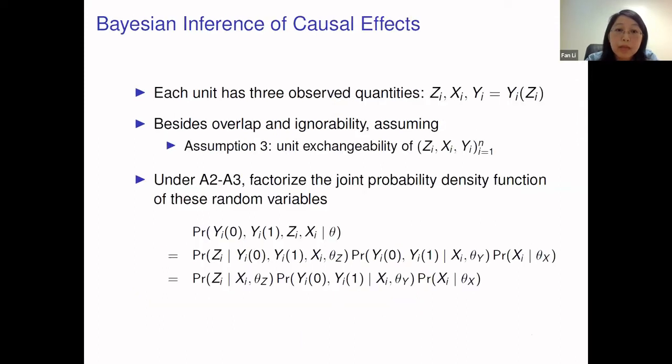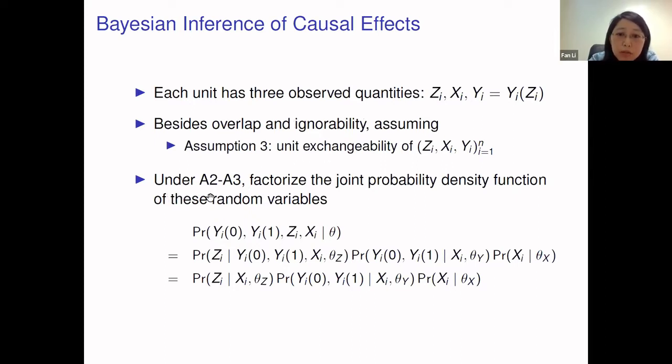How about Bayesian? Okay, so now we get to the core, the Bayesian. What we want to say. So what's the main topic? So Bayesian. Each unit has three observed quantities: treatment, covariates, and outcome. And so now, besides overlap and ignorability, we also assume unit exchangeability, again of this triplet. Again, this is more conceptual. I don't see practically it's too big of a deal.